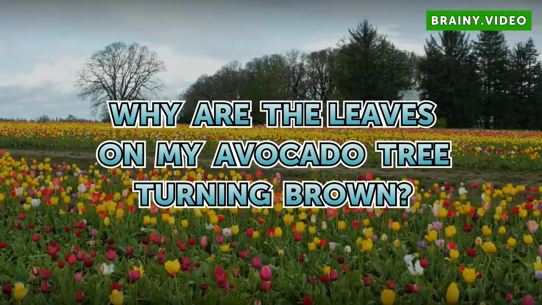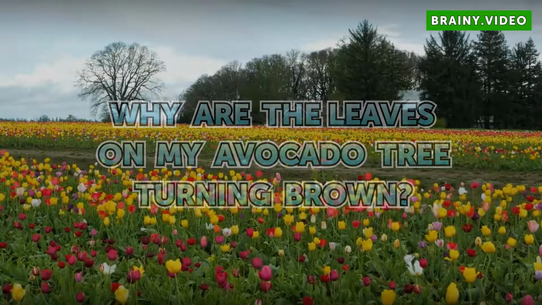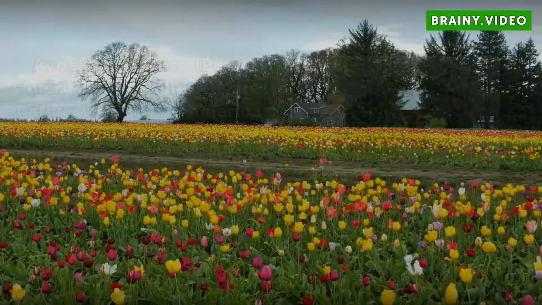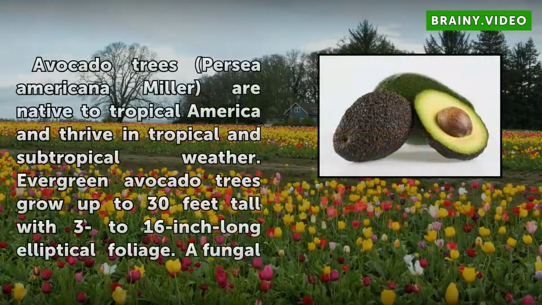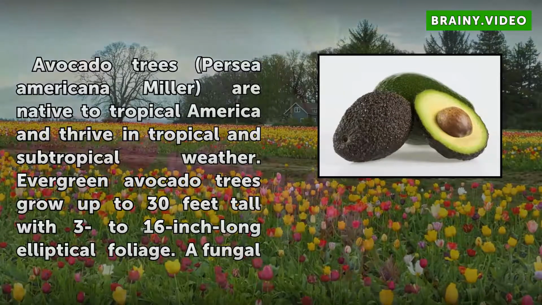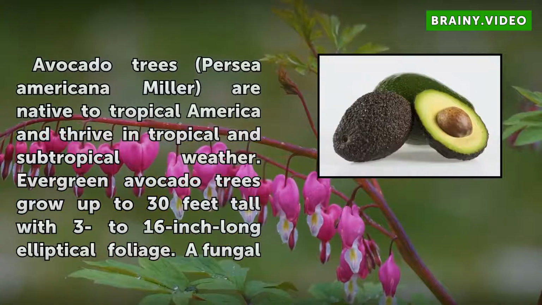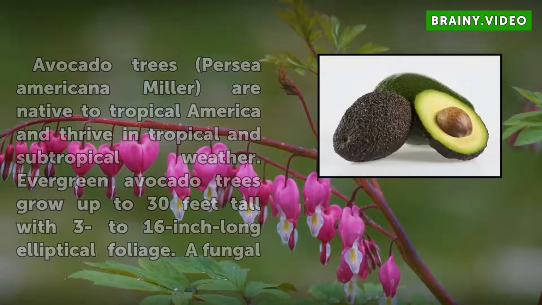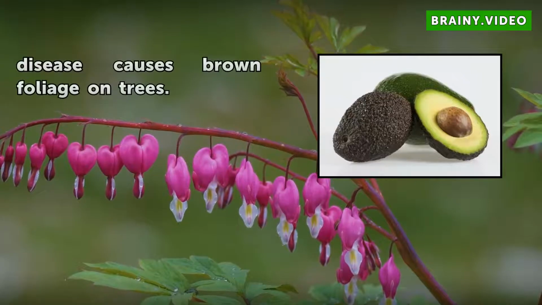Why are the leaves on my avocado tree turning brown? Avocado trees, Persea americana, are native to tropical America and thrive in tropical and subtropical weather. Evergreen avocado trees grow up to 30 feet tall with 3 to 16-inch long elliptical foliage. A fungal disease causes brown foliage on trees.